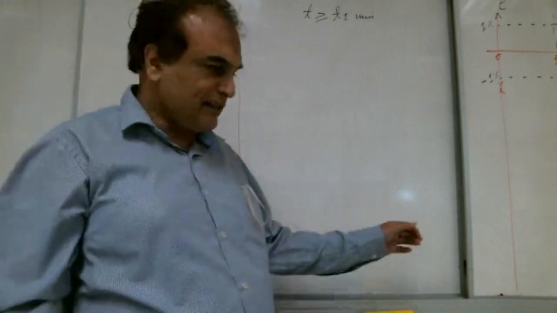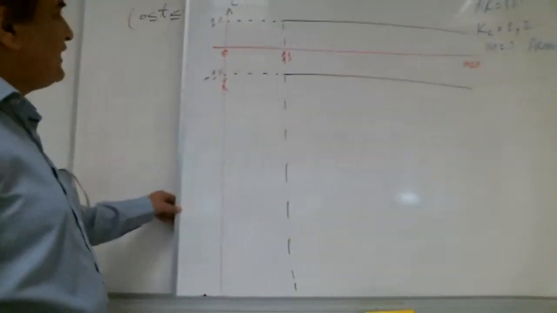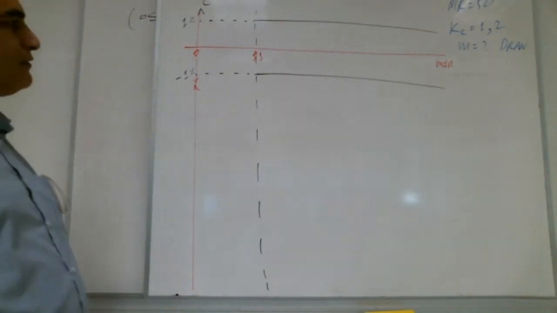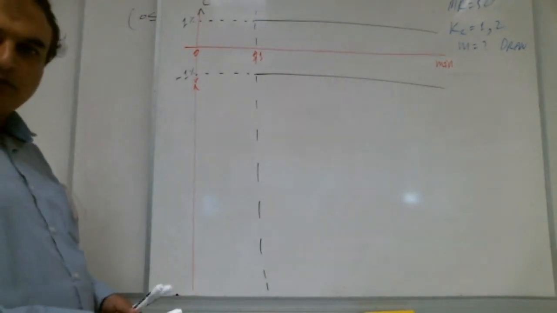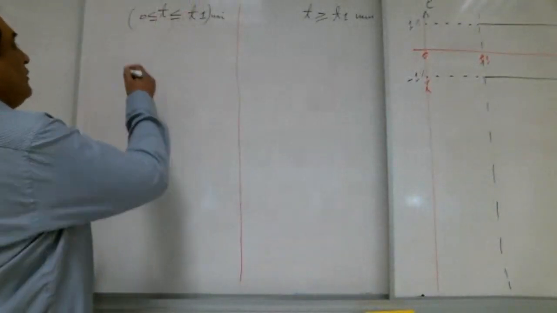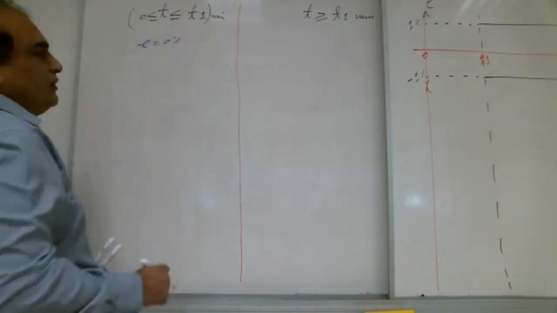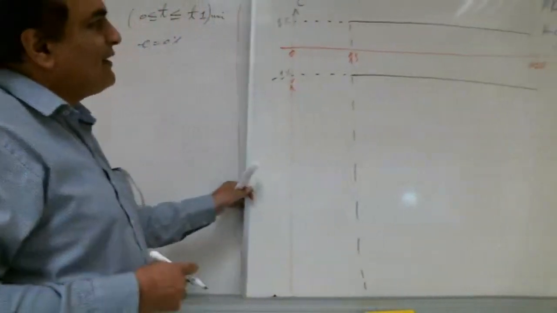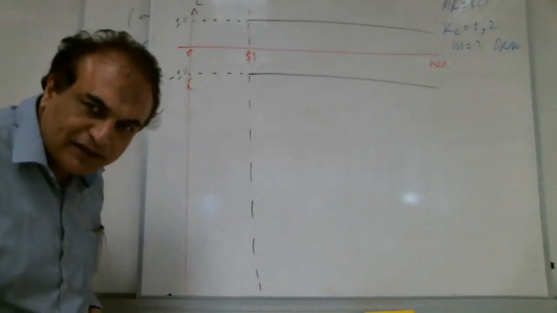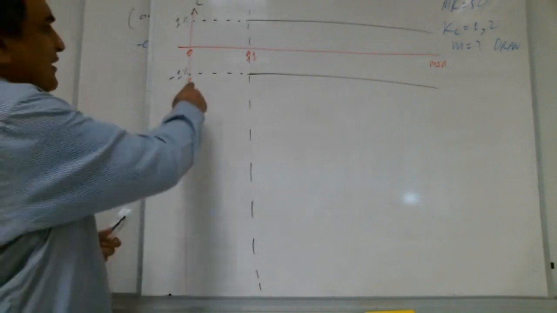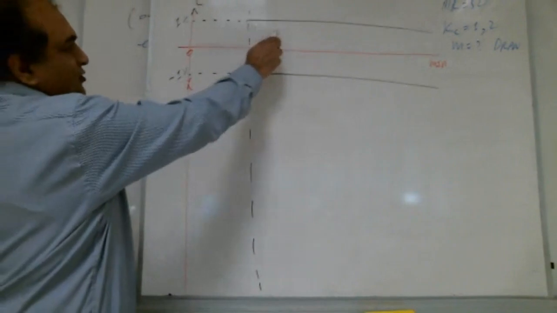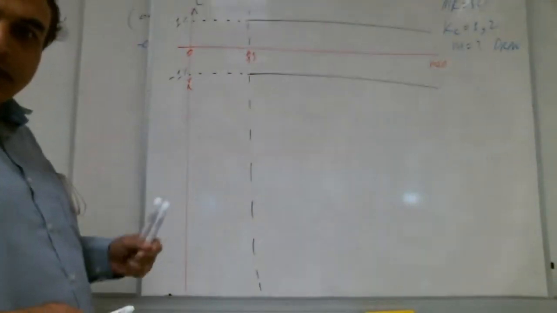Now from 0 to t1, what is the error, Shabab? 0, teacher. Very good. So here the error is 0%. From t1 onward, what is the error? This is a dotted line. A dotted line does not have any value. The solid lines have the value.